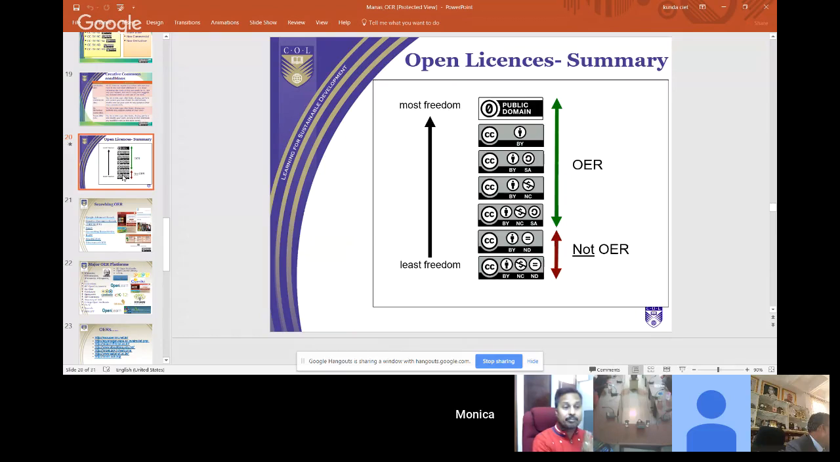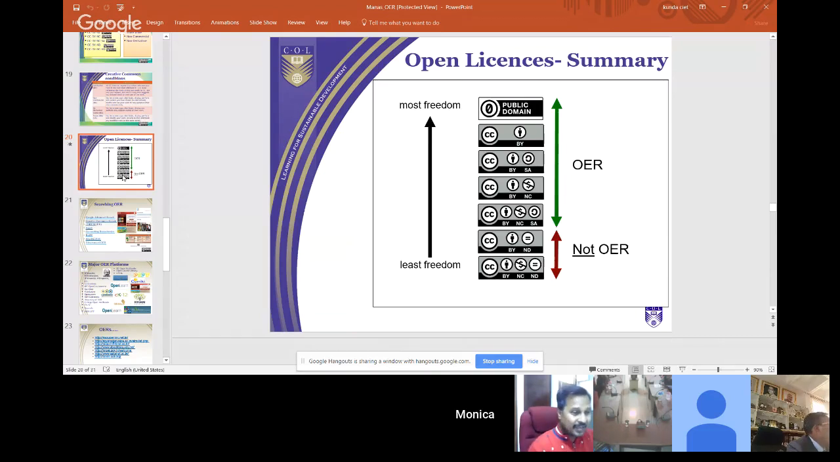So these four are the Creative Commons licenses which are called OER. Another two licenses, which I have marked here in red, are not OER, as I have said. Recently, Creative Commons came out with different practices which restrict more, equivalent to the closed one. Least freedom, you can say. It does not allow you to perform all aspects of the 5Rs.